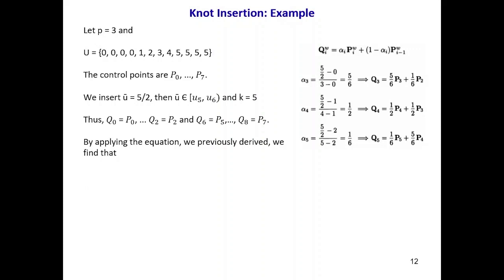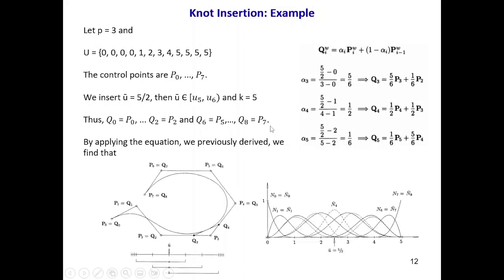Let us consider one more example where the degree is 3, p equal to 3, and the knot vector is defined like this. Here the control points are from P_0 to P_7. If we try to insert a new knot 5 by 2, we can clearly see that it will lie between u5 and u6. So k is 5. Thus nothing changes until 5. After that, Q6 is equal to P5 and Q8 is equal to P7.